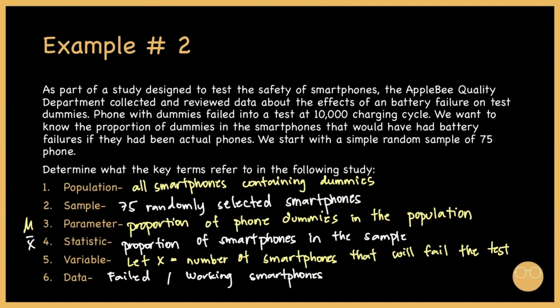Just a recap on example number 1 and example number 2. When we are talking about the population, we are referring to the whole group that will be studied. And for the sample, we will get a portion or a subset of the population. Parameter is referring to the population, while a statistic is referring to a sample. A variable can be any letter, it can be numerical, or it can be categorical. And data can be numbers or words that represent the actual values of a variable.